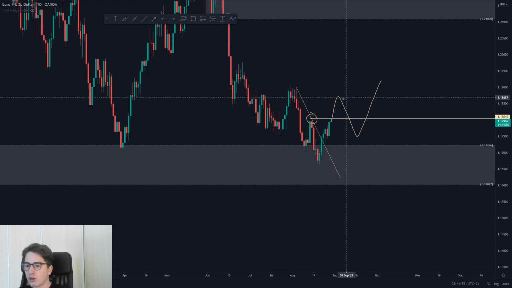So yeah, that is euro dollar. I'm just going to be waiting for this high to get broken, otherwise I will be looking for some other opportunities. With that said, let's head over to pound dollar.